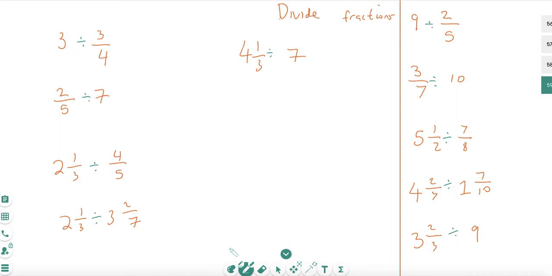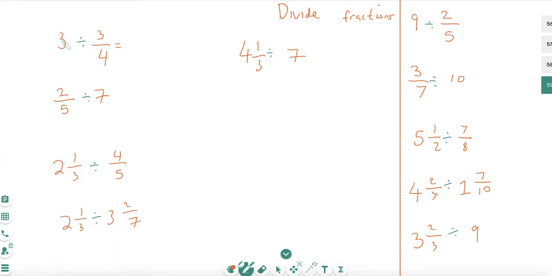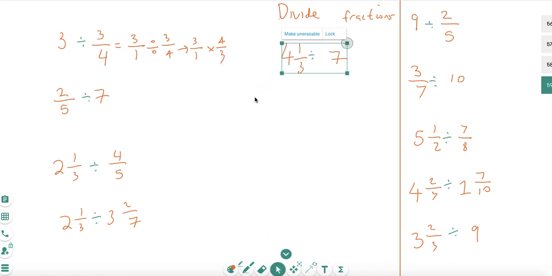Okay, first things first. Let's turn 3 into a fraction. So 3 over 1, divide by 3/4. And only once both fractions are in a desirable format, we're going to keep, switch, and flip. So keep the first fraction the same, switch the division to multiplication, and then flip. Three times 4 is 12. 1 times 3 is 3. How many 3s go into 12? Well, exactly 4. That's our answer.